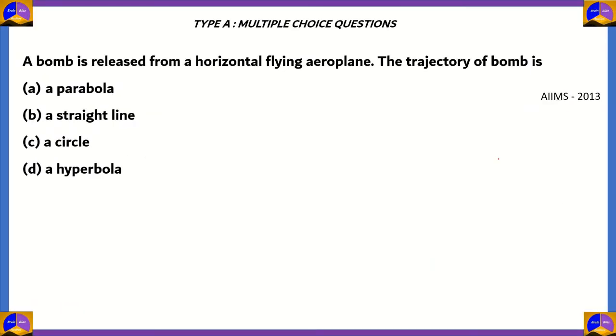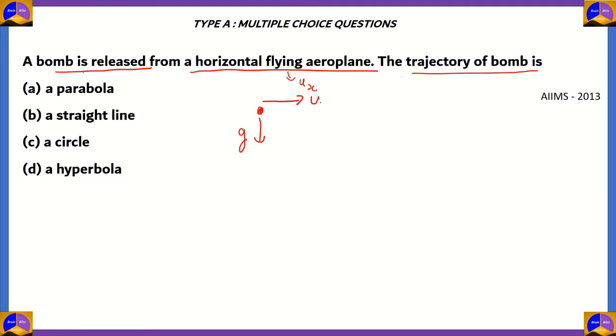Now, let's look at our next question. A bomb is released from a horizontal flying airplane. The trajectory of the bomb is. Now, you have an object, and the airplane is suppose flying with a velocity ux, and you are releasing the bomb. So while releasing the bomb, the vertical velocity initially will be 0, but then the acceleration due to gravity, that is g, will start acting on it.